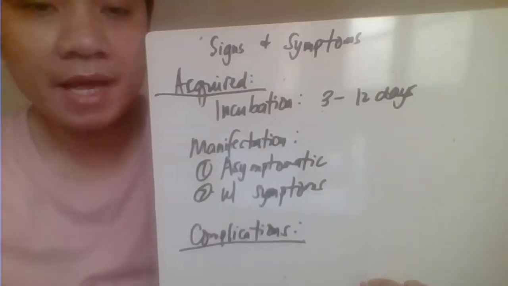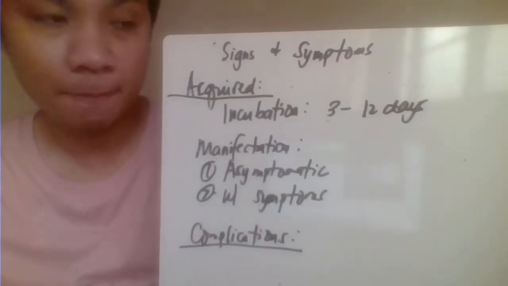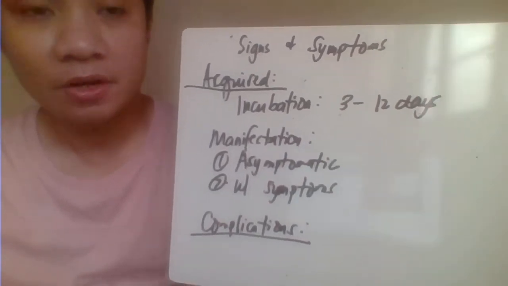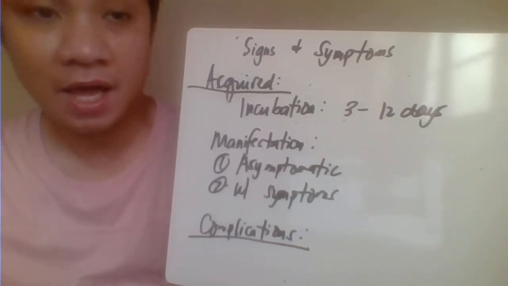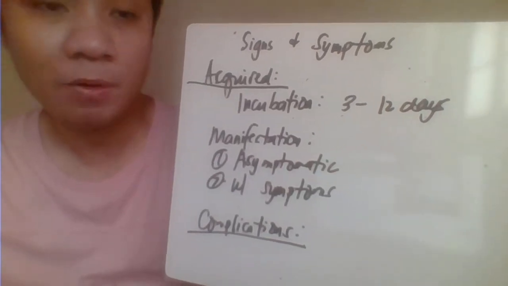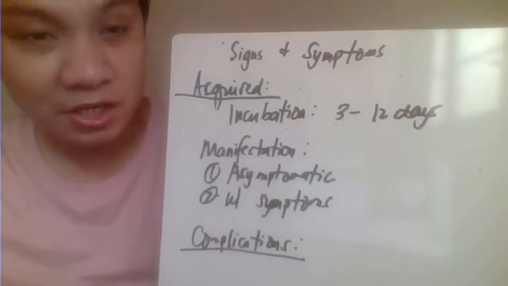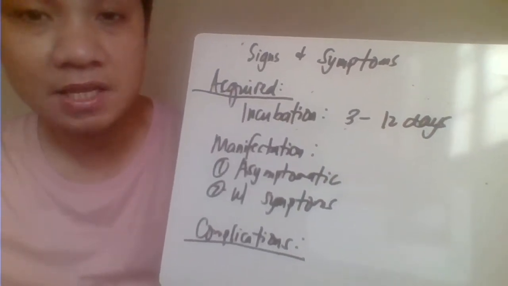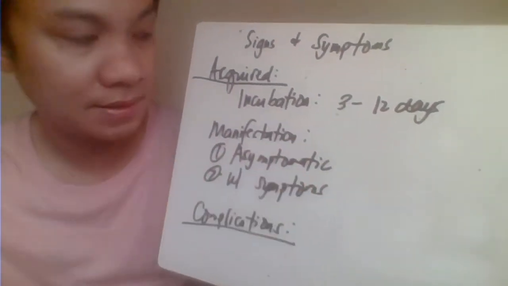Okay, now we go to the signs and symptoms of the cytomegalovirus infection. So we have here the acquired infections. If we speak about the acquired, you could get infected by the virus either by sexual contact or by contact with the infected secretions. The incubation period for your acquired infection is 3 to 12 weeks.